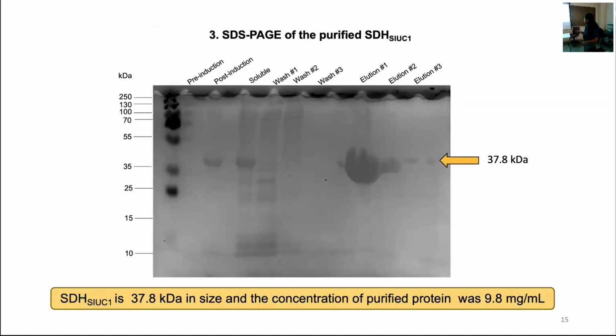So this is the SDS-PAGE for the purified STH-SiUC1 protein. As you can see here, this is the band for this protein, which is about 37.8 kilodalton in size.